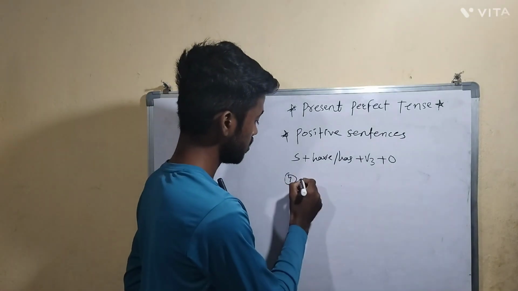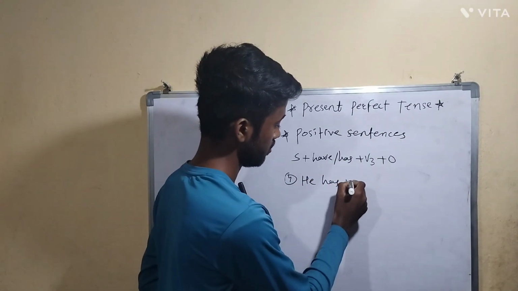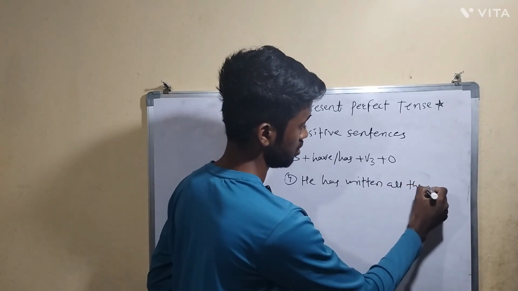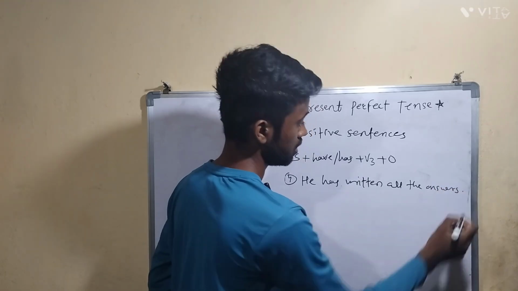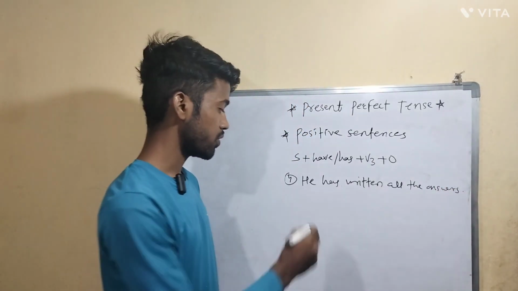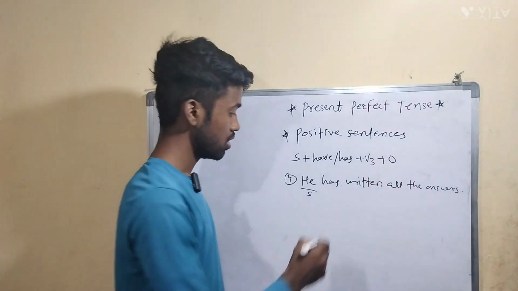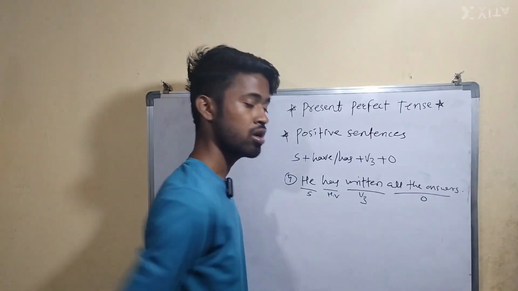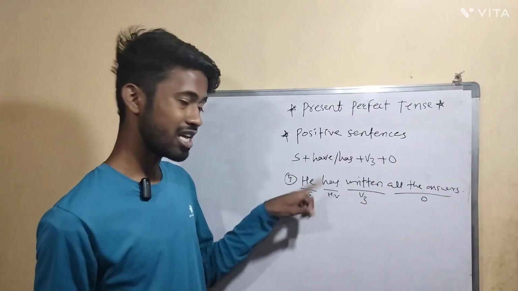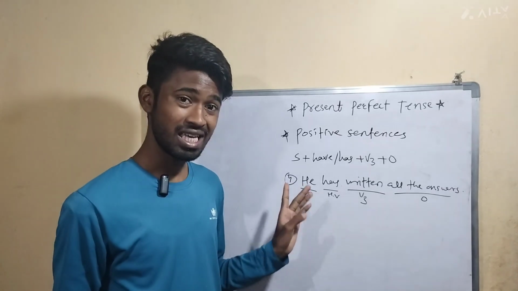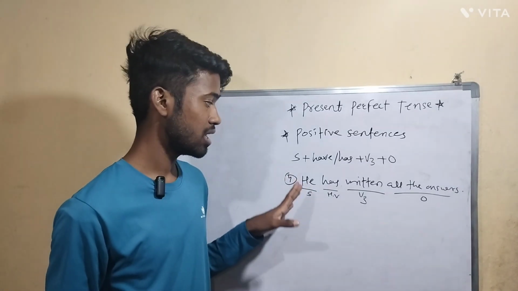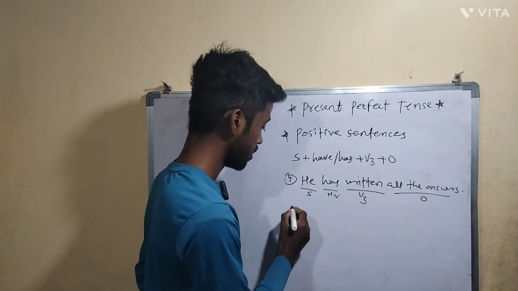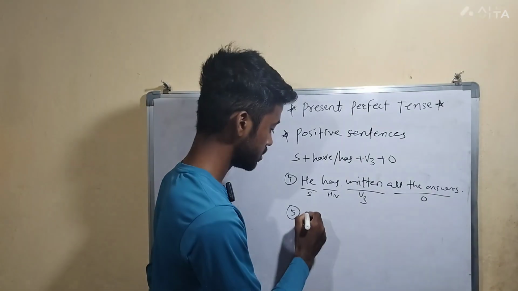So fourth example: he has written all the answers. So what is the subject here? This part is the subject. And this is the helping verb. And this is the third form of verb. The remaining part is the object. So he has. Why has? Because the subject is singular. So he is singular, right? For only a single person we use he. He has written all the answers in the exam, you can say, right? After that, the last one, teachers.